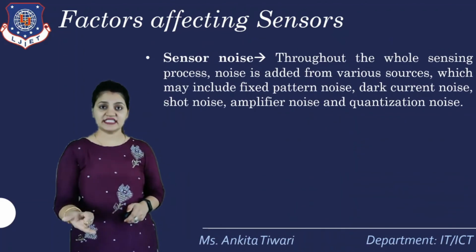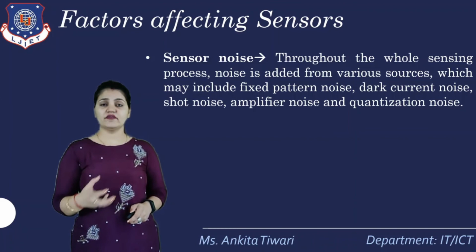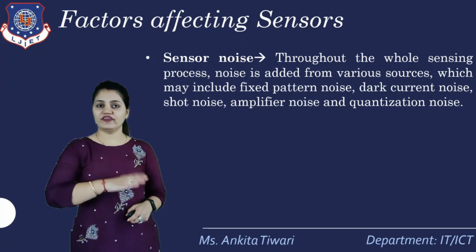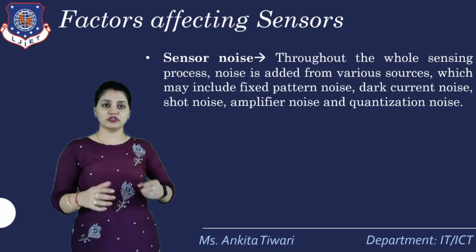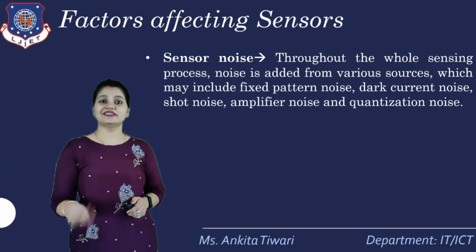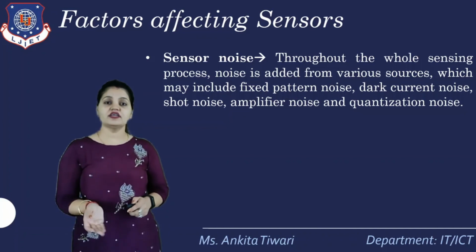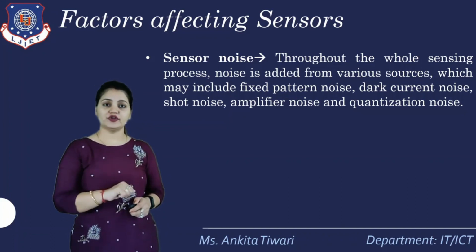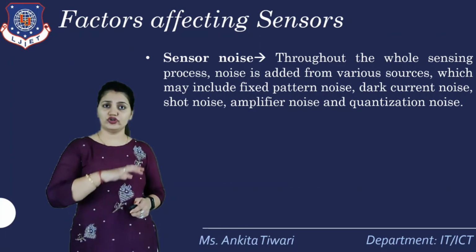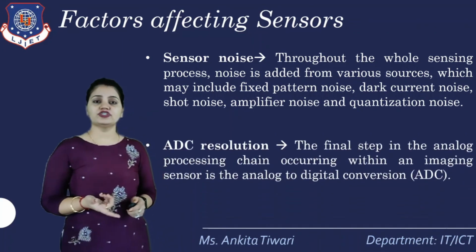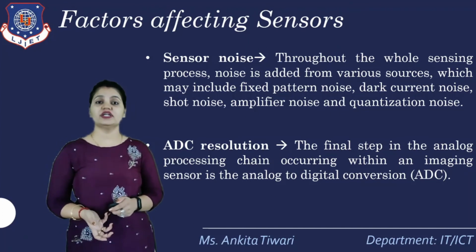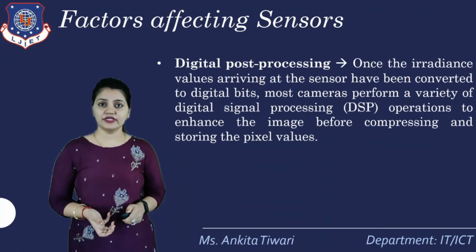Then we have sensor noise. We already know sensor noise, which is present throughout the whole sensing process. Noise is added from various sources, which may include fixed pattern noise, dark current noise, shot noise, amplifier noise and quantization noise. So we have different noise sources, and sensor noise should be reduced. ADC resolution: the final step in the analog processing chain occurring within an imaging sensor is the analog to digital conversion, which is also known as ADC resolution.